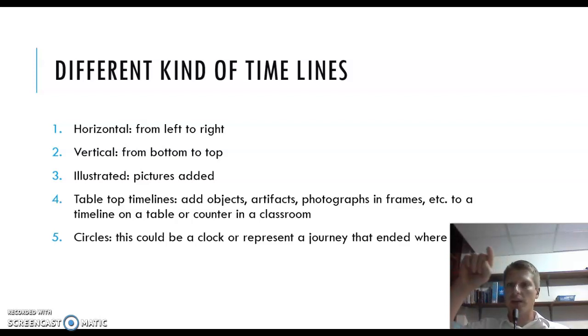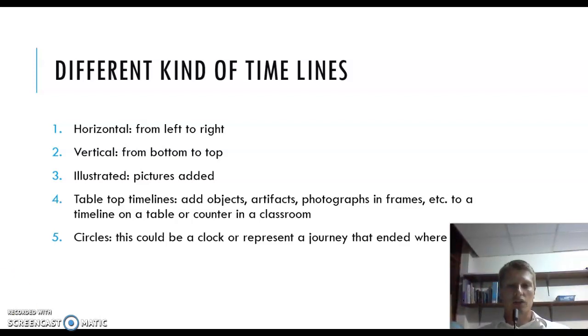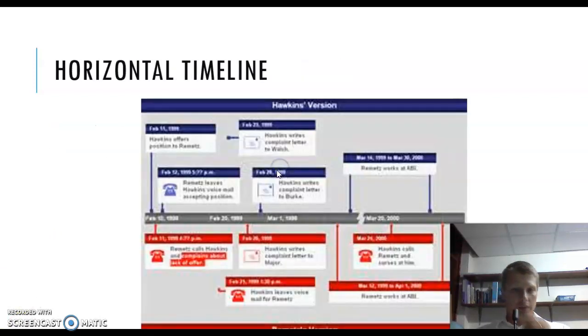So at 6 o'clock you wake up, 7:30 you're in homeroom, right? You just keep going around the clock labeling everything that you did at specific times, and then it's a circle. The next one's, oh, here is an example of a horizontal timeline.